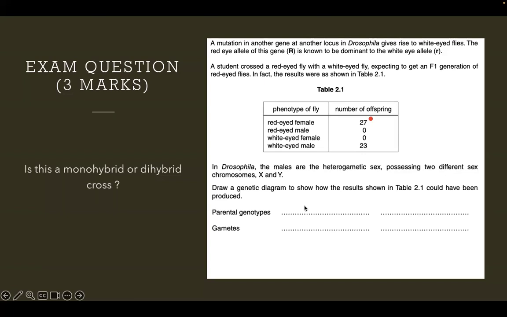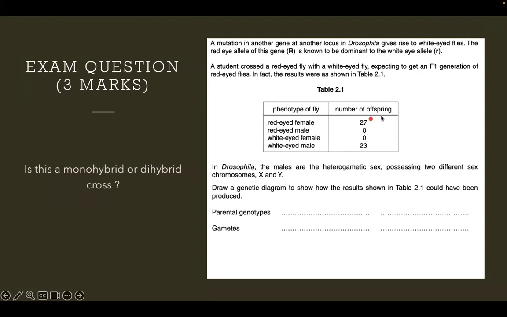So we would expect that the parental genotypes would be for parent A, XR, XR. And that's because we can see here that they said that males are heterogametic. So they've got different sex chromosomes, whereas females will be XX. So that's why we've got X little r, X little r. And you can see that here in this table here, okay?